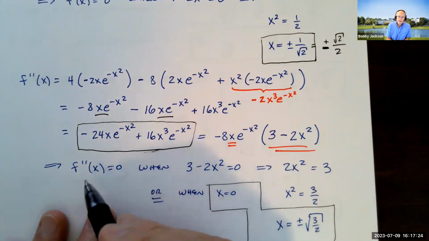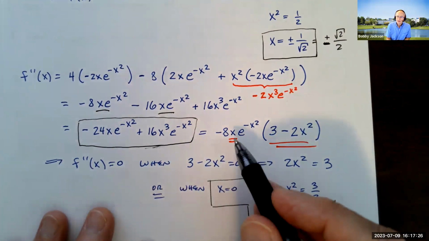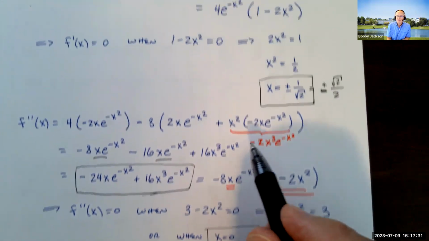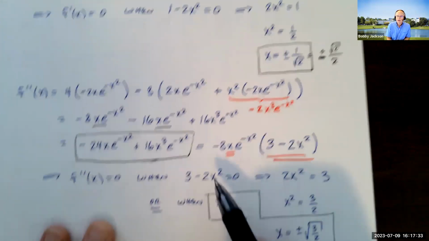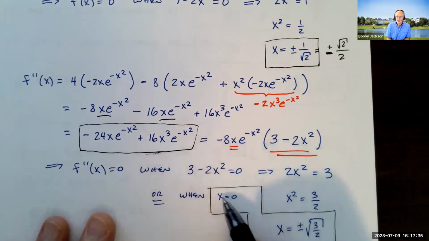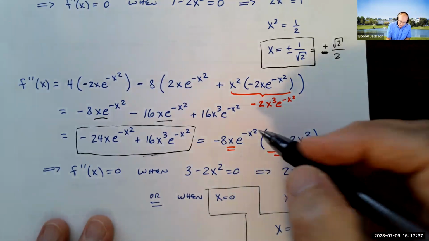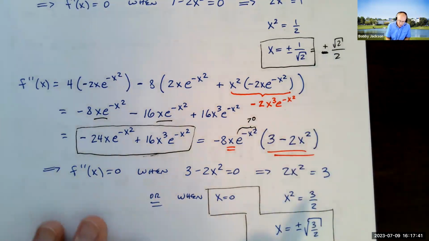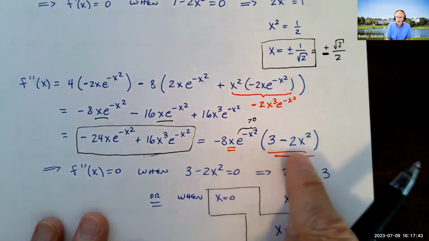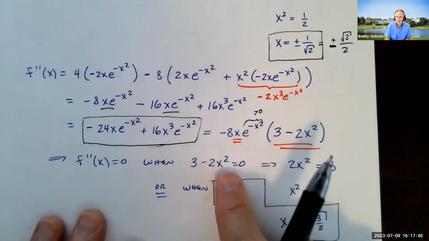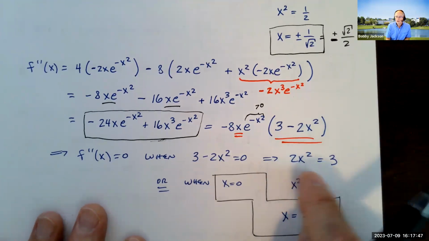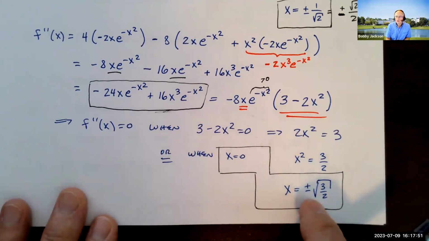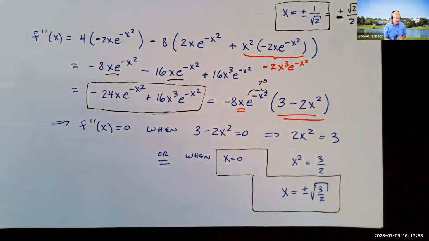Now, when is the second derivative equal to 0? It's equal to 0 if x is 0. Notice I've got an x here that I did not have up here. So don't forget that x could be 0. E to the negative x squared is never 0. This is always positive, so we don't have to worry about that. And then 3 minus 2x squared could be 0. That's true when 2x squared equals 3, or when x squared is 3/2, or when x is plus or minus the square root of 3/2.